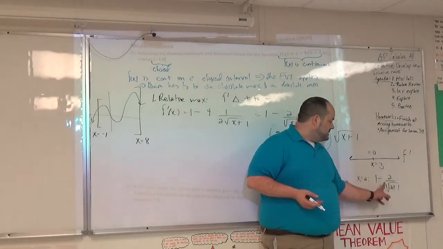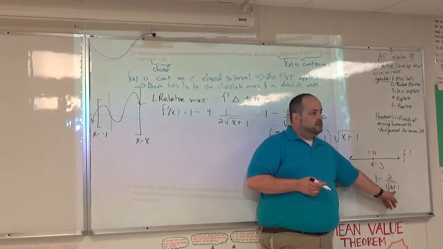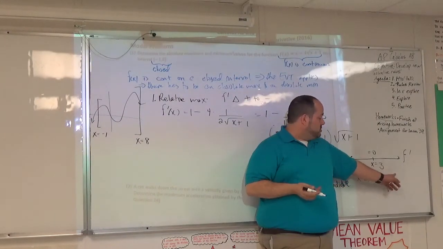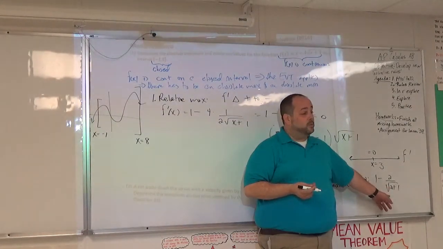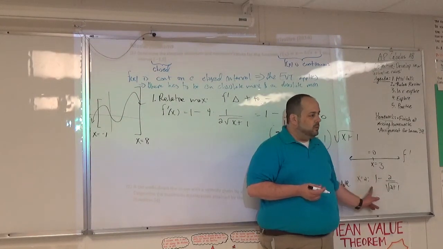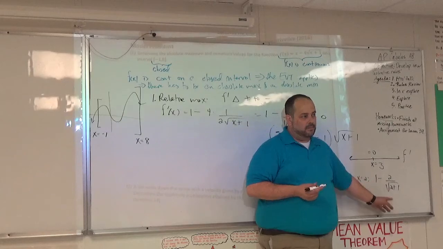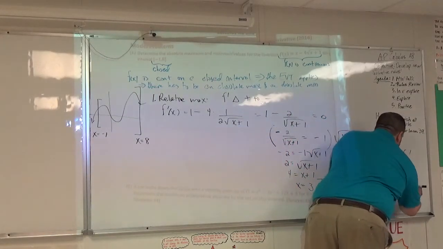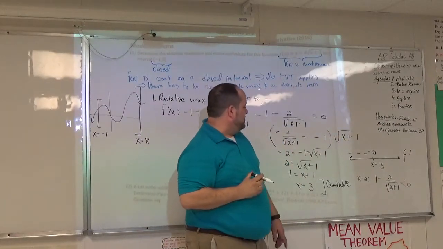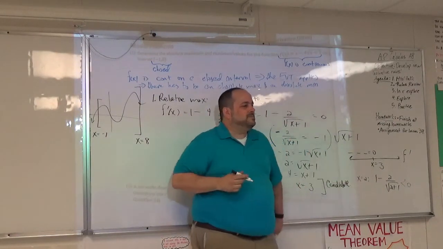What I really need to know is how does this compare to the number 1? 2 plus 1 is 3. Square root of 3 is between 1 and 2. 2 divided by some number between 1 and 2 has to be greater than 1. So 1 minus something greater than 1 would be negative.